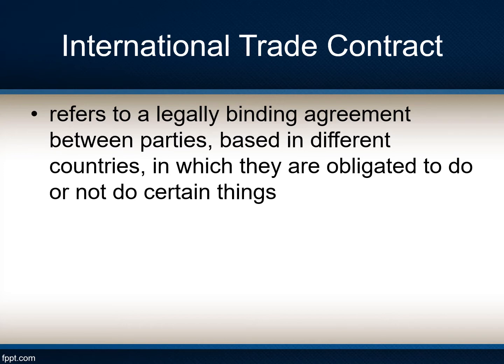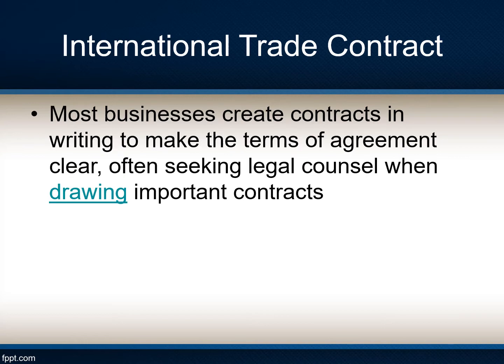In international trading, we call it an international trade contract. It is a binding between parties from one country to another country. It clearly states the different duties and responsibilities in the international trading process. Most businesses create contracts in writing to make the terms of agreement clear, often seeking legal counsel when drawing important contracts.